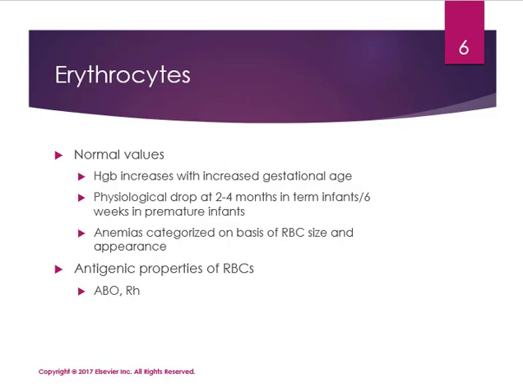As with adults, there are the antigenic properties of the RBCs, and the most common are AB and Rh, and a person either inherits an A or a B, or both antigens, which is an AB, or neither antigen, which is an O.